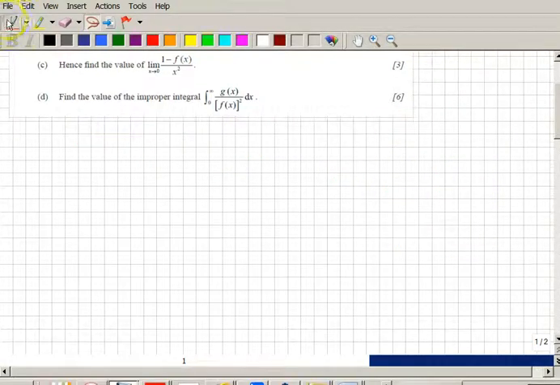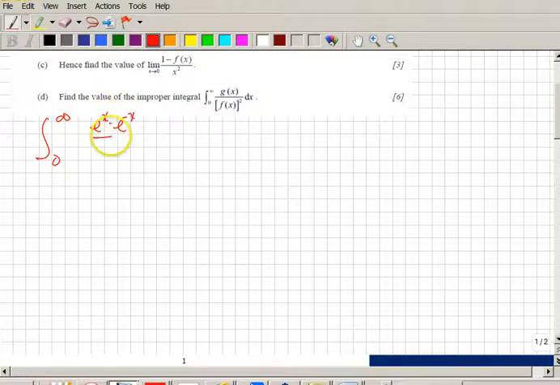Okay, now for part D. Find the value of the improper integral, which goes from 0 to infinity of g of x. G of x originally was given as e to the x minus e to the negative x over 2, over f of x squared. Well, since it's over, I'm going to multiply by the reciprocal of f of x squared. And f of x was 2 over e to the x plus e to the negative x. Now we're going to square that, dx.